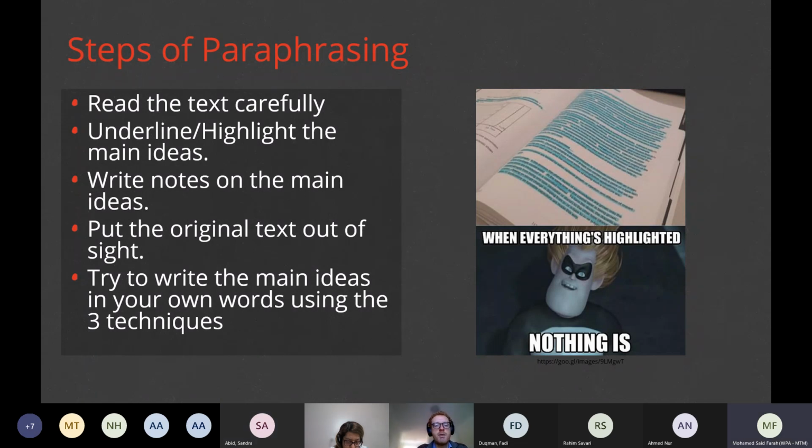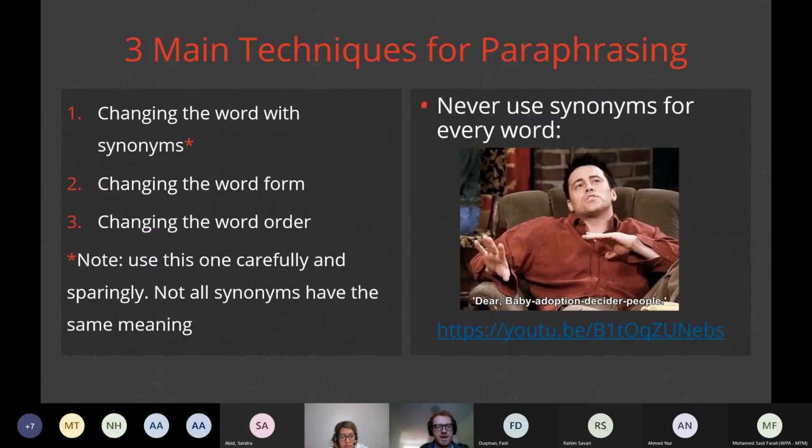Cool. So when we paraphrase, we read the text carefully, and then we underline or highlight the main ideas. Then we write notes on the main ideas. And then we put the original text out of sight. So in our minds, we sort of push it away. And then we write down the main ideas in our own words using the 3 techniques that we covered before: changing the words with synonyms, changing the word form, changing the word order.